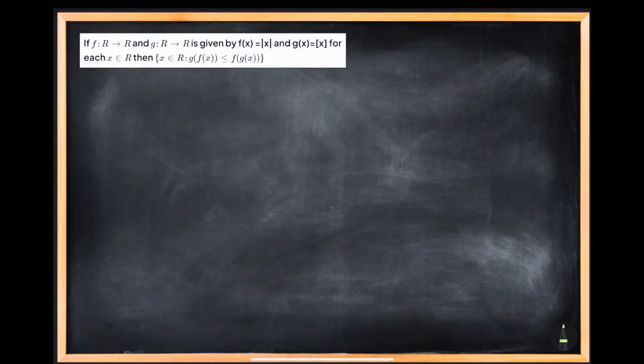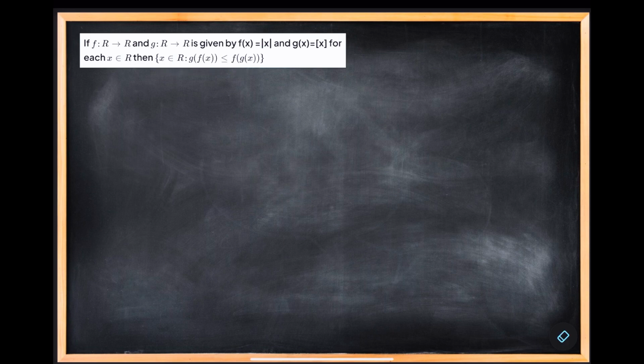Okay, so we got this situation. If f defined from R to R and g defined from R to R is given by f of x equals mod x, g of x equals box x for each x belongs to R, and here box x is representing greatest integer function. Okay, so we are interested in finding the values of x for which f of g of x is greater than equal to g of f of x.